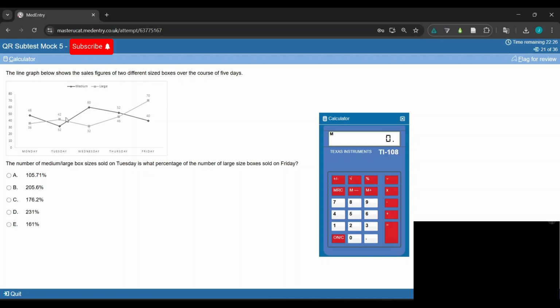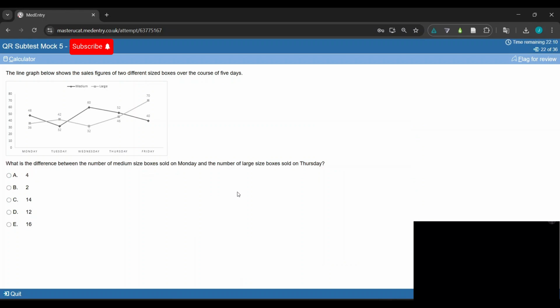The number of medium boxes sold on Tuesdays, what percentage of the medium or large boxes? Okay, 32. Medium or large, that's 84 over 80, so 84 divided by 70, sorry, is 100. Oh, medium or large, so that's 74. Oh, so 74 over 70 is 105.71%.